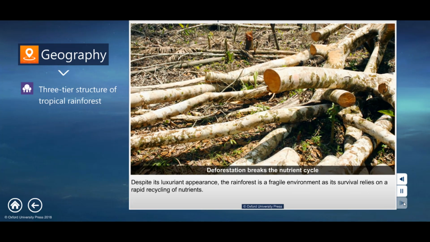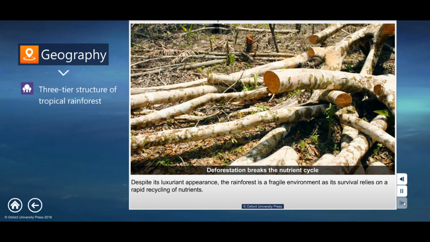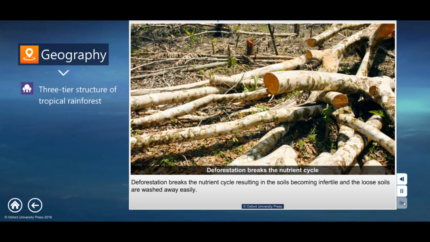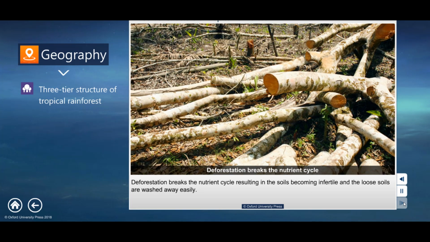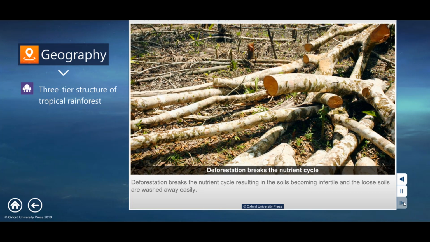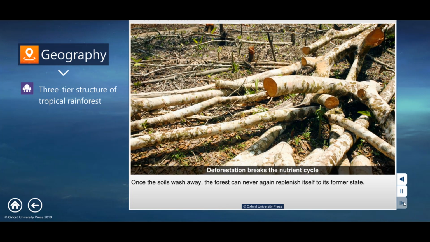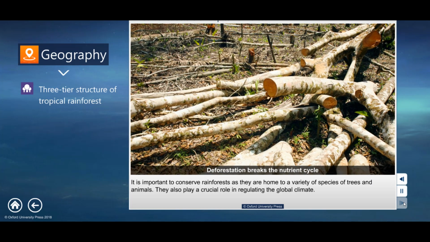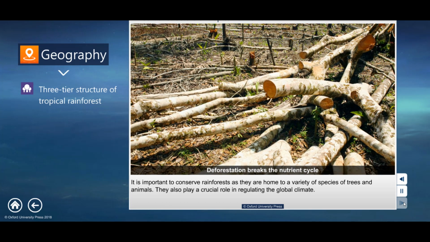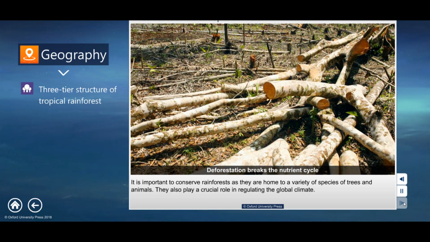Despite its luxuriant appearance, the rainforest is a fragile environment, as its survival relies on a rapid recycling of nutrients. Deforestation breaks the nutrient cycle, resulting in the soils becoming infertile, and the loose soils are washed away easily. Once the soils wash away, the forest can never again replenish itself to its former state. It is important to conserve rainforests as they are home to a variety of species of trees and animals. They also play a crucial role in regulating the global climate.